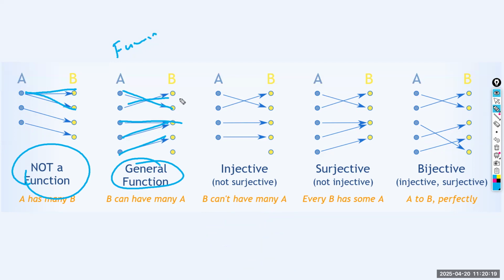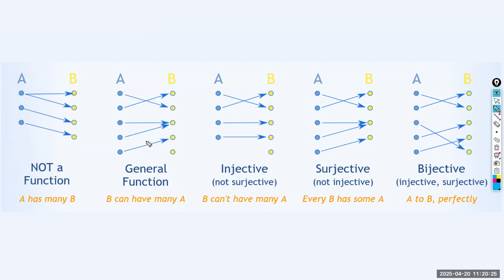Now you need to check whether it is injective or surjective. Obviously, it is not injective because it is not 1 to 1, it is many to 1. And also there are open values in the range side. So therefore it is not surjective also. So therefore it is not bijective. It's another general function.